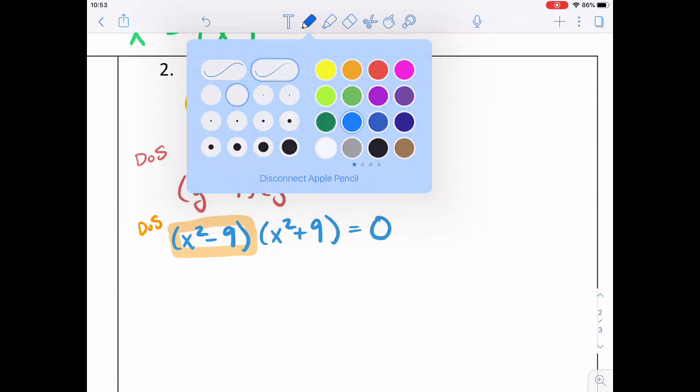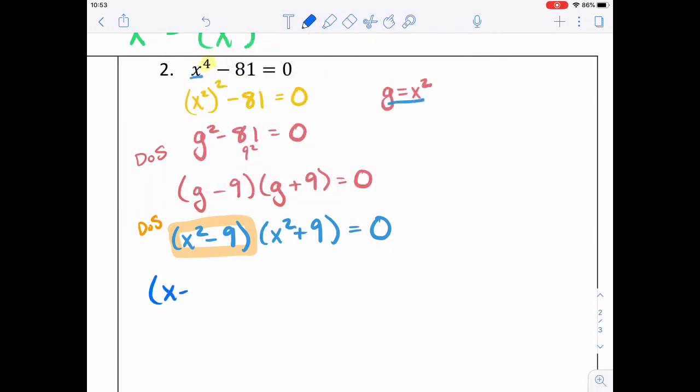So we factor one more time. x minus 3, x plus 3, because 9 is 3 squared. So we have x squared minus 3 squared. That's how that factors. And then we still have x squared plus 9. It's only difference of squares that factors, so this sum of squares is not going to factor.